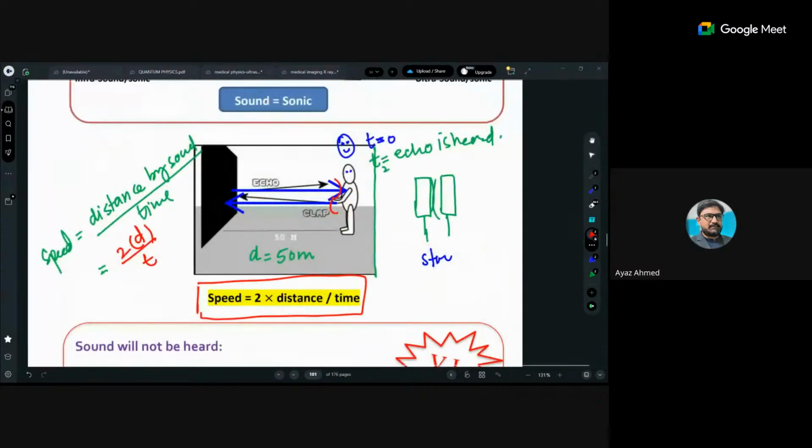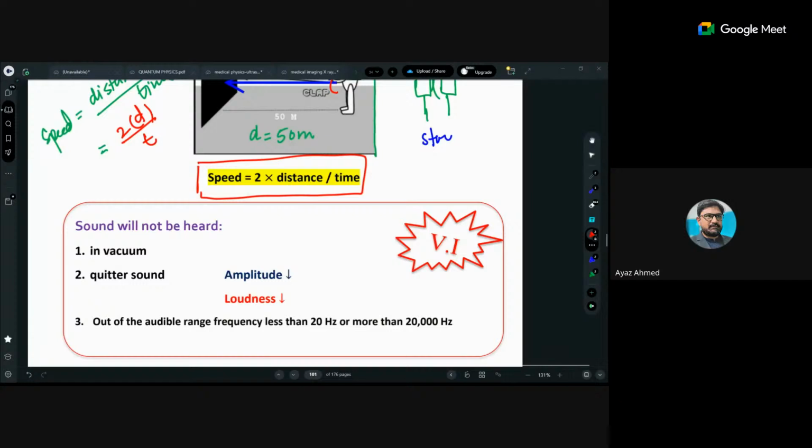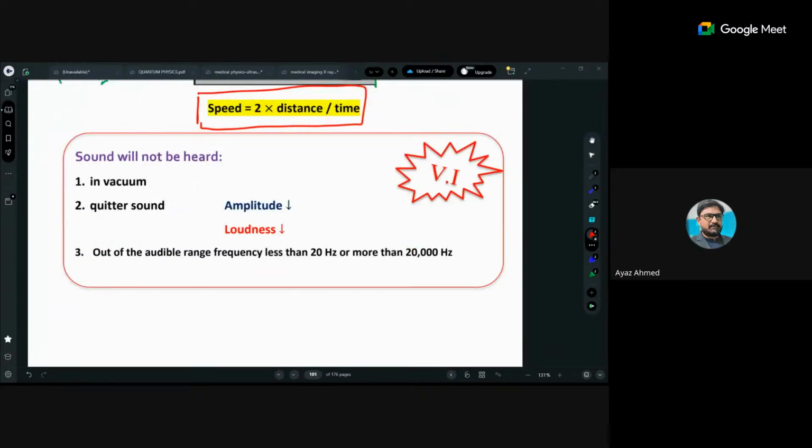Is it clear to you? Okay, so that is the lab method. Now, sound cannot travel in vacuum. Also, sound whose amplitude is very low, we are not able to respond to it. The sound whose frequency is lower than 20 hertz or higher than 20,000 hertz, we will not be able to respond to it. So these are the sounds which cannot be heard. Is it clear to you?